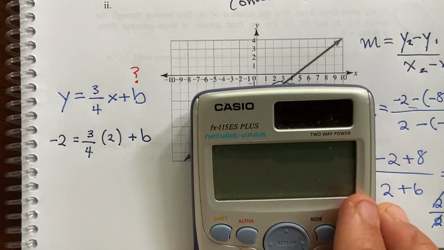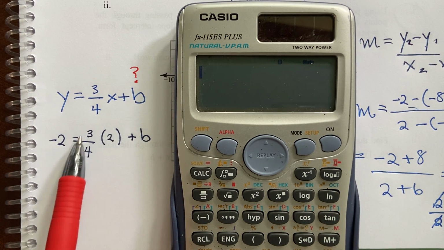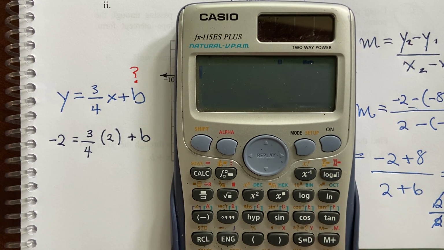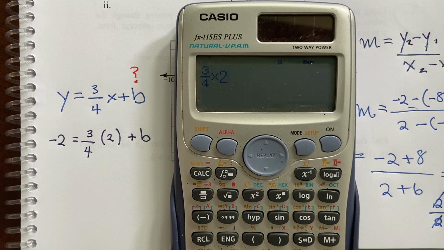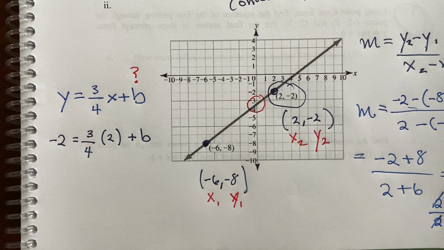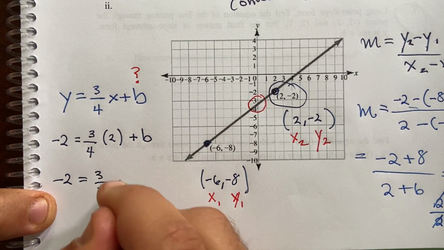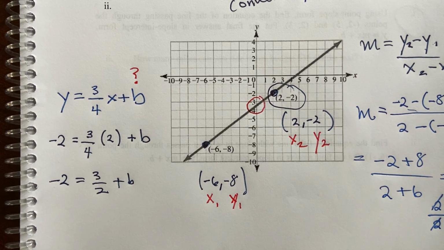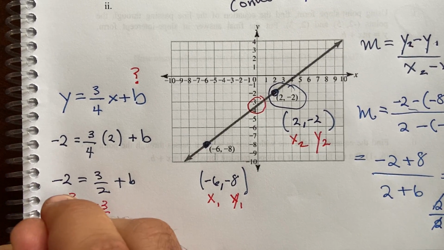Right, so that'll give me something to solve for b with. So what I'm going to do, just to help myself out, is a little arithmetic with the calculator. This button here, that fraction button, use it. So 3/4 times 2. So I have 3/2 on the right. So -2 equals 3/2 plus b. What I want to do is subtract 3/2 now, right? I want to isolate b so we can figure out what the y-intercept is.